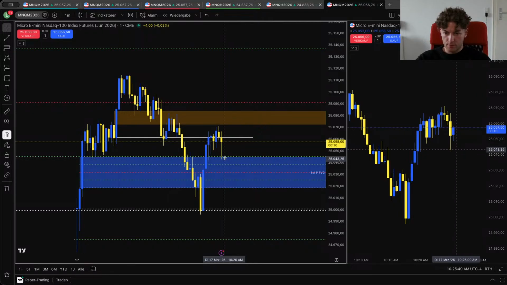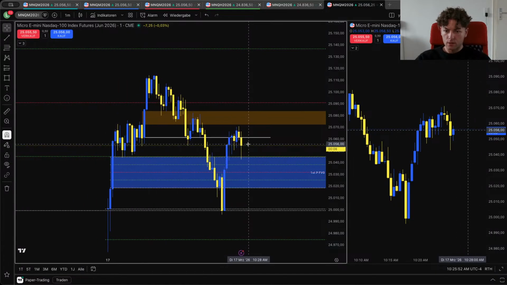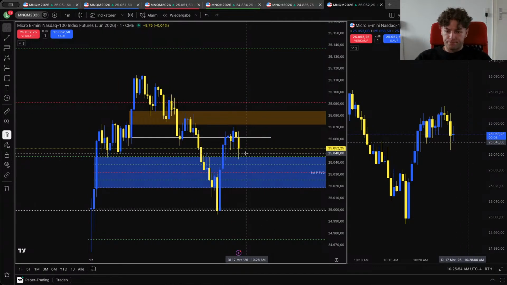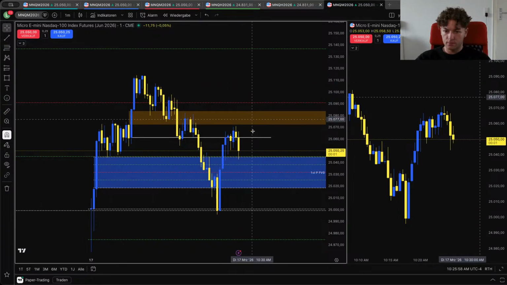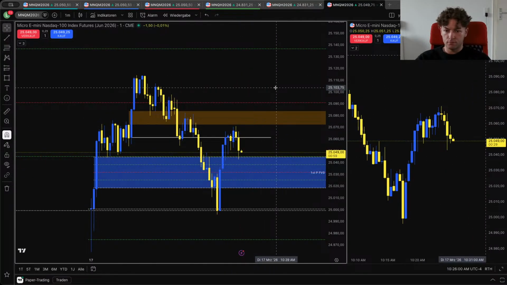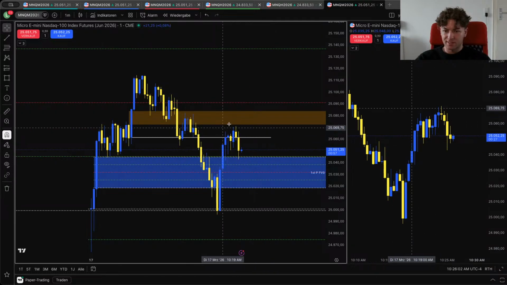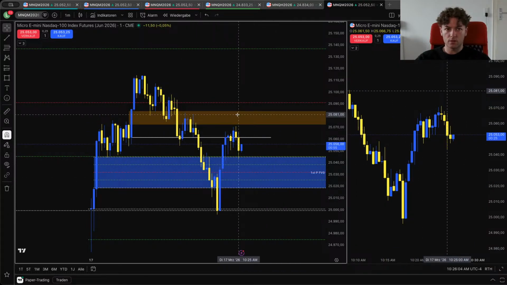Would have been a little bit above break even. Yeah, it could still pan out and go to buy side, but I don't mind. This is just not a high probability condition. So we keep on sitting still, doing nothing.